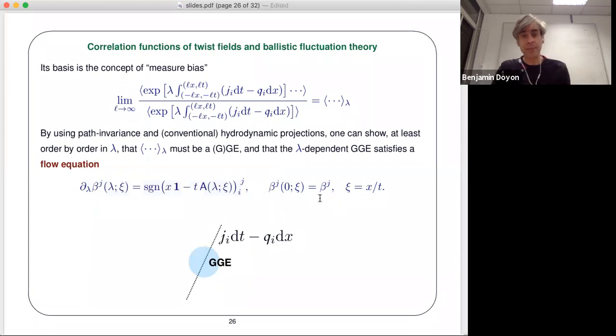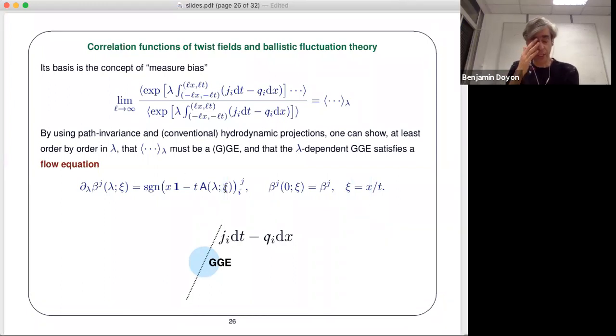So at lambda equals 0, this is a flow equation with initial condition lambda equals 0 being just the initial state that you're at. So this will be our thermal state. We have a beta for the energy being something, and now the other betas being 0 or something. Okay? And psi here is x over t, right? So that depends on psi.